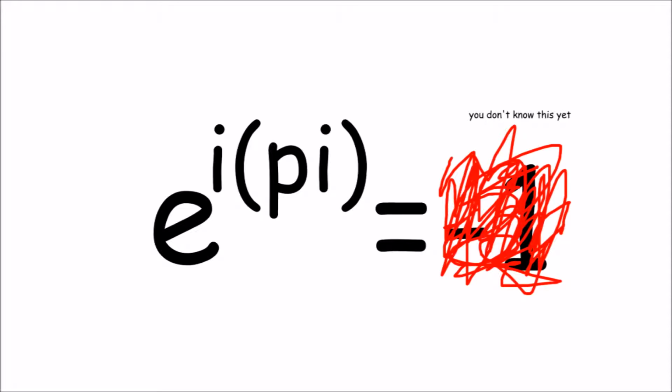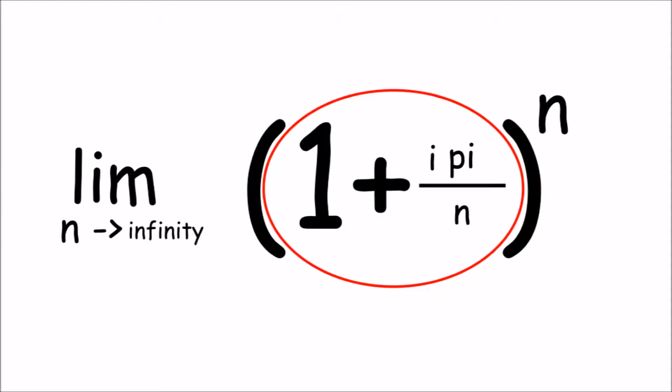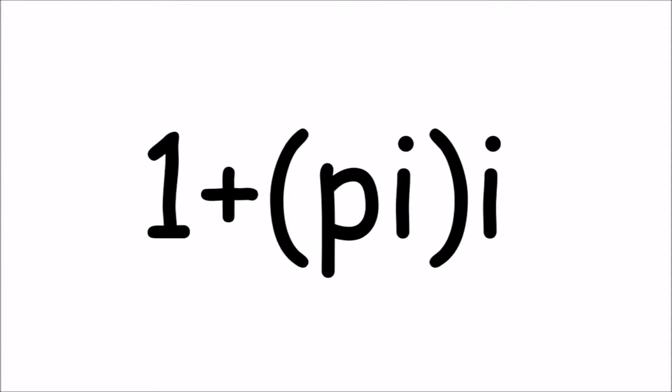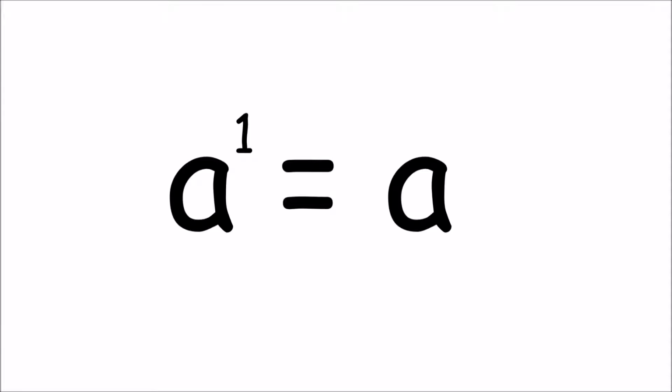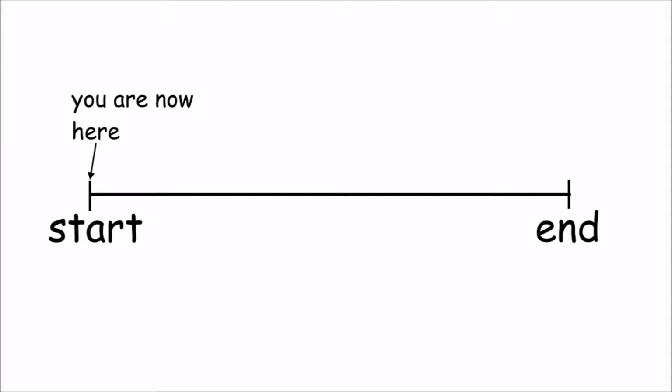Okay, e to the i pi. If you plug in i pi to this equation, what do you get? Well, for this big part, you get 1 plus pi i. Since you just raised this value to the 1st, this is your 1st iteration. Congratulations, you're 1 over infinity of the way there.